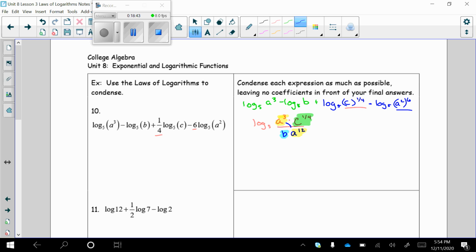The 3a's would move to the bottom and subtract. So I end up with log base 5 of the 4th root of c, sorry about that, over b, and then 12 minus 3 is a to the 9th, and I'm going to put that in alphabetical order. A to the 9th, b. It doesn't matter what order, I like it in alphabetical order. Okay?